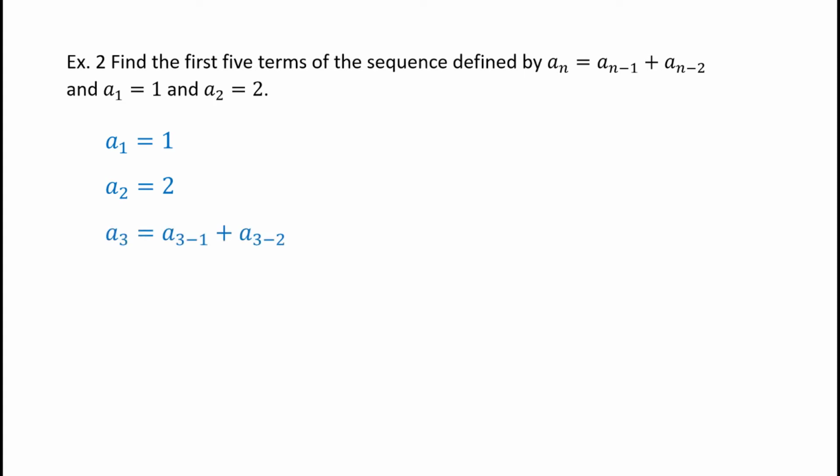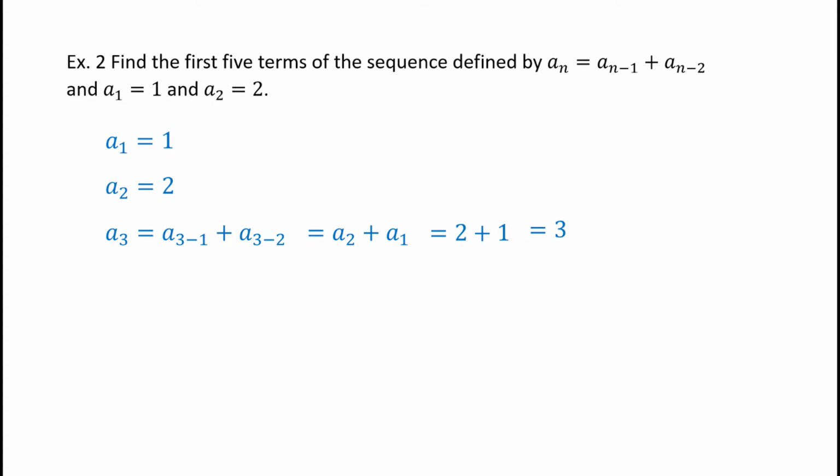A sub 3 is equal to a sub 3 minus 1 plus a sub 3 minus 2. Let's perform the arithmetic in the subscripts. That will give us a sub 2 plus a sub 1. Now let's replace those subscript notations with their corresponding numerical values. A sub 2 equals 2 and a sub 1 equals 1. So 2 plus 1, the third term of the sequence, is 3.